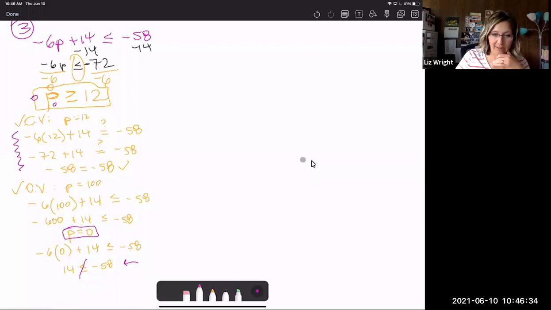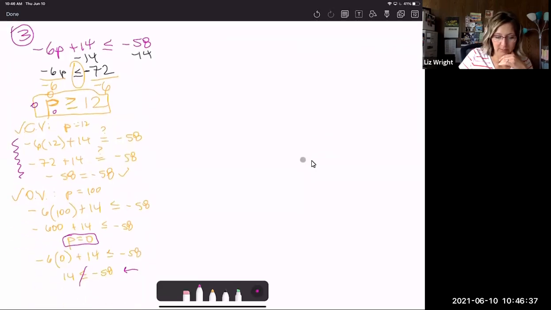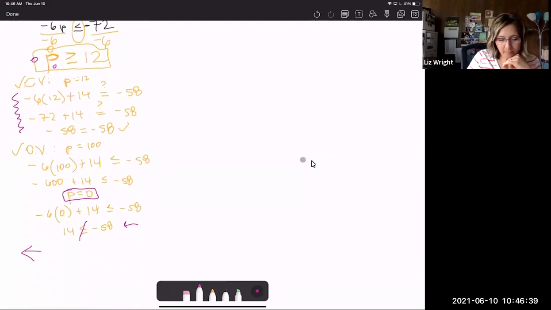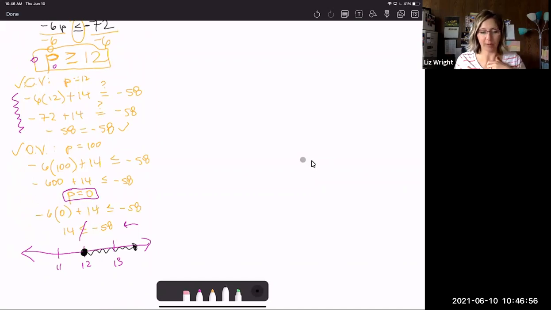Okay, so now we still have to graph. So let me graph this guy. And our answer is 12. So we're going to do 11, 12, 13. It's going to be a closed circle because our endpoint or our critical value is included, and it's anything that's larger than 12. So it's going to be shaded to the right.